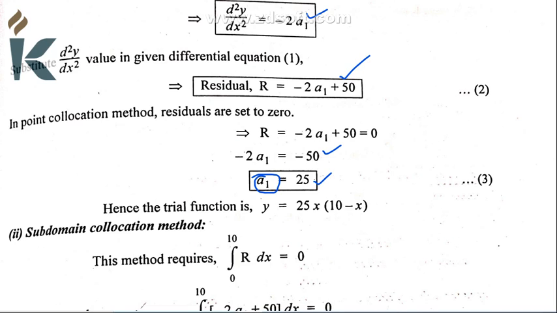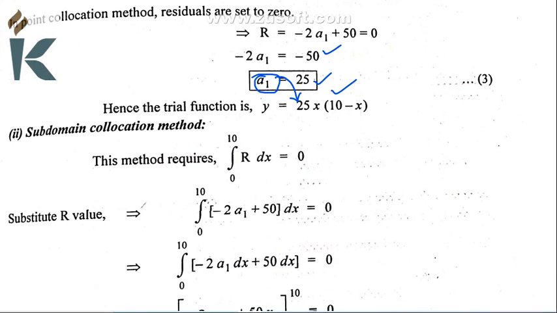Already, the trial function you have assumed is y equal to a1 h into 10 minus h. Substitute this a1 value here, therefore 25 h into 10 minus h. This is the final value. From this you can find out the y value for any point, for the limit 0 to 10.